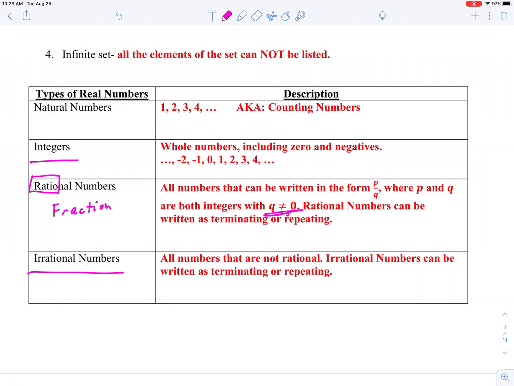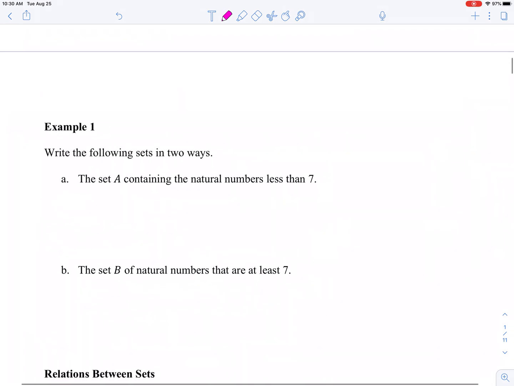The next one we have are irrational numbers. So irrational, the prefix IR, sorry, not an English major, I'm a math major. The prefix IR means not, right? So in other words, these are not rational numbers. So they cannot be written in the form of a fraction with integers on top and bottom. Okay? Irrational numbers can be written as terminating or repeating as well.